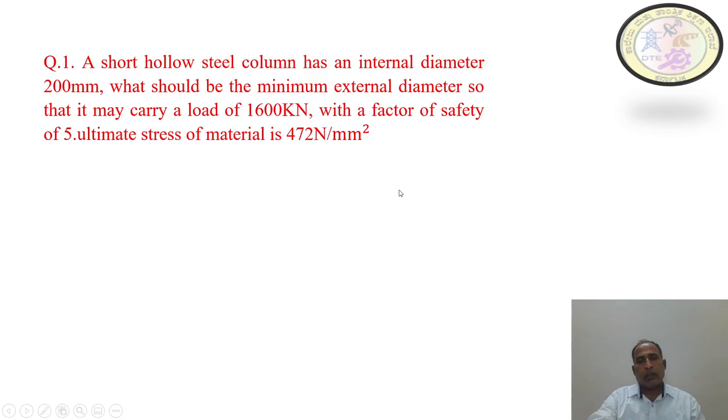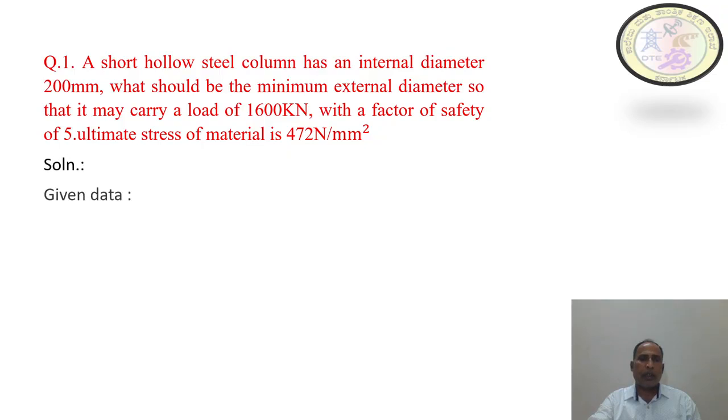Now we will solve some of the problems on the stress strain diagram. A short hollow steel column has an internal diameter 200 mm. What should be the minimum external diameter so that it may carry a load of 1600 kN with a factor of safety of 5? Ultimate stress of the material is 472 Newton per mm square.